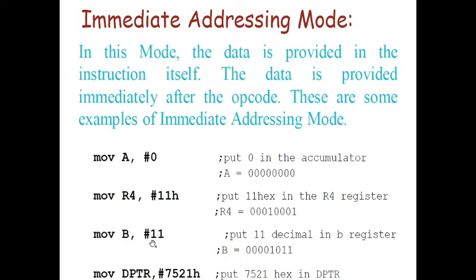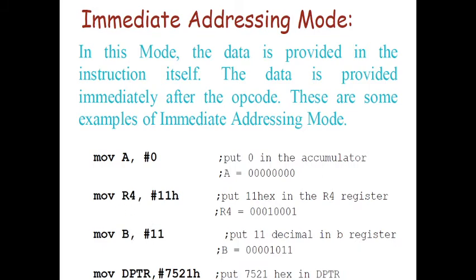MOV B, #11. Here it is not specified with H or B, so you can take that as binary data. That is 0 0 0 0 1 0 1 1, that is 8 plus 3, 11. If H is not mentioned, you have to assume that it is binary data. So 0 0 0 0 1 0 1 1 is moved on to the B register.